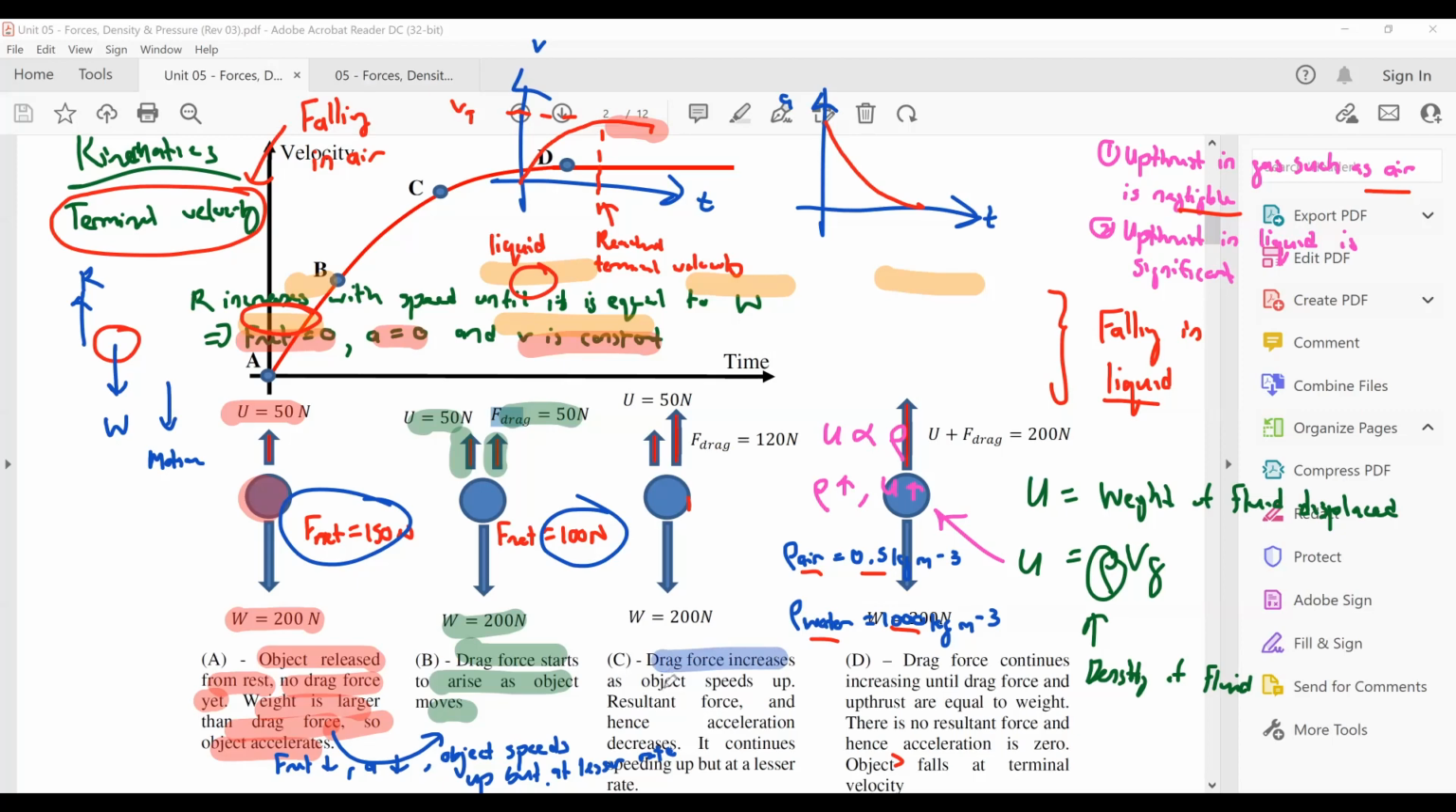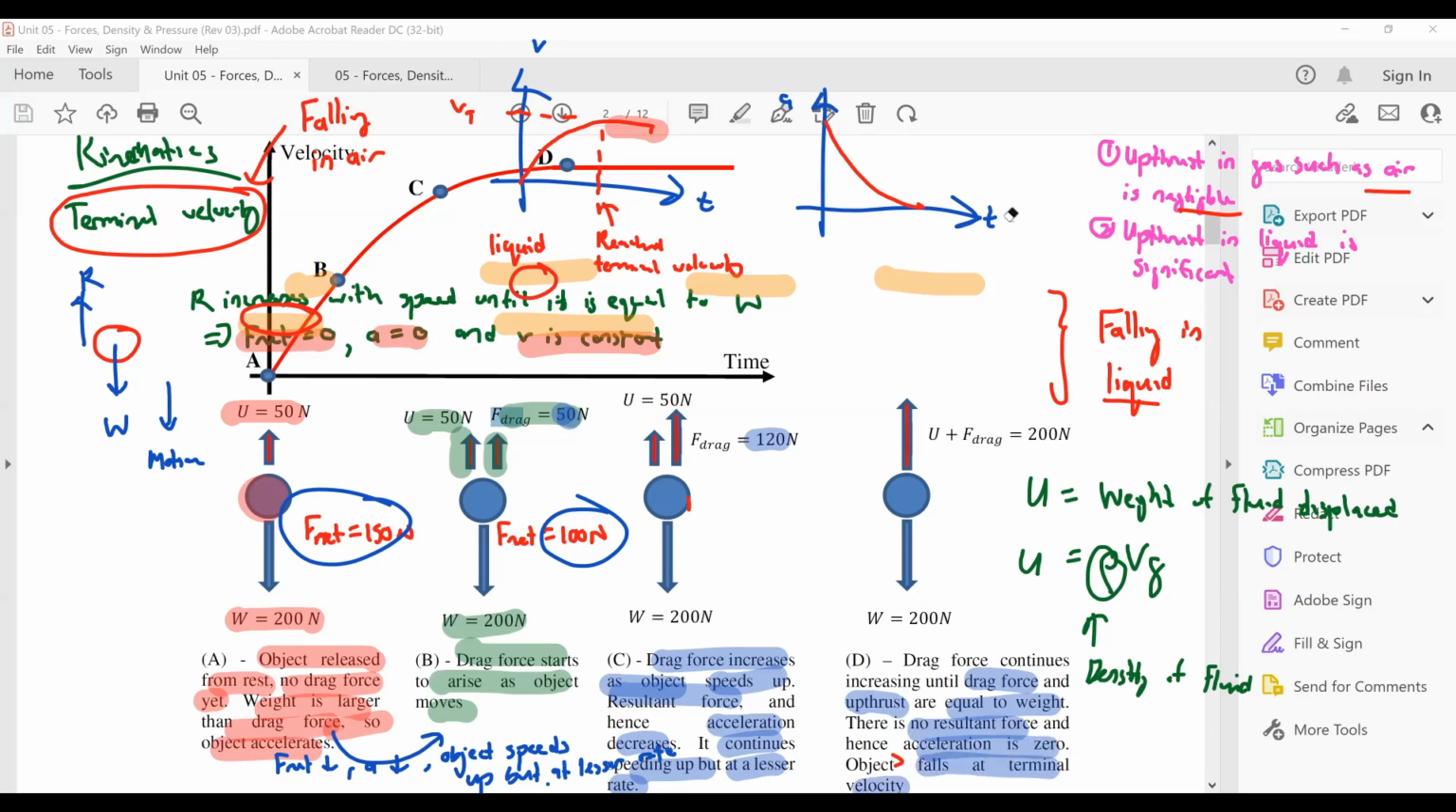Okay. So because you're still speeding up, your drag force will continue to increase as the object speeds up. So rather than it being 50 Newton here, it suddenly increased to say maybe 120 Newton. Okay, so as a result of that, your resultant force decreased even more, your acceleration decreased even more, but you're still speeding up, but at a lesser rate. Okay, so what will then happen is that your drag force will keep increasing until such a point that your drag force and upthrust are equal to the weight. There will be no resultant force here, your acceleration is 0, your object will now fall at constant terminal velocity.